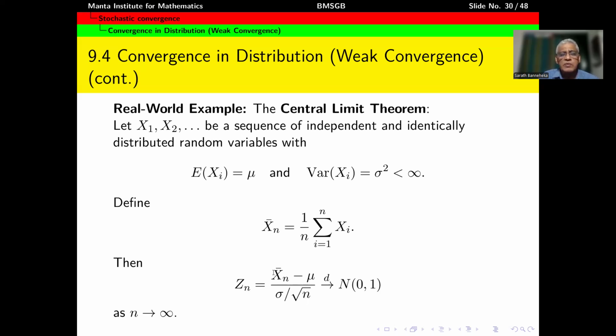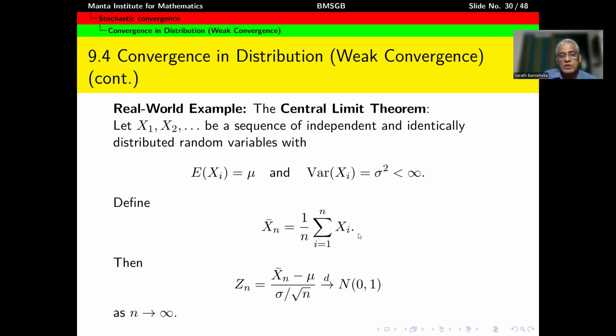Why are we considering this quantity? Because if the expected value of xi is equal to mu and the variance of xi is equal to sigma square, and because x1 up to xn are independent, we can show that the expected value of x bar n is the same as the expected value of any xi, which is equal to mu. We can easily prove that the expected value of x bar n is equal to mu. And also we can show that the variance of x bar n is equal to sigma square over n.